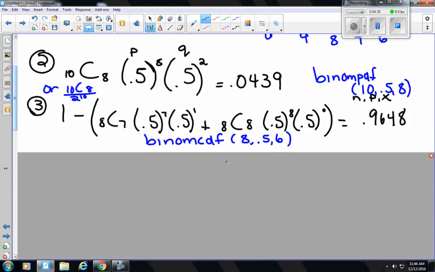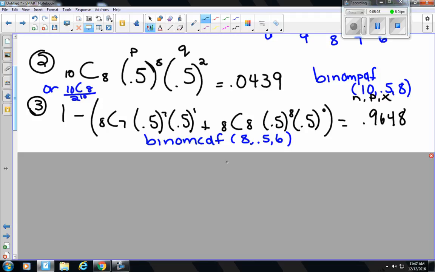Number 3. 2 different ways to do number 3. A basketball player has a 50% chance of making each free throw. So that 50% represents what? P, probability of success. What is the probability that the player makes at most, underline those words, at most, 6 out of 8 free throws.